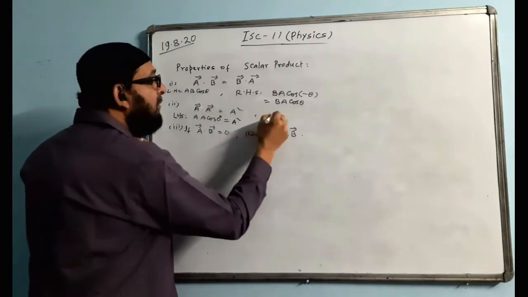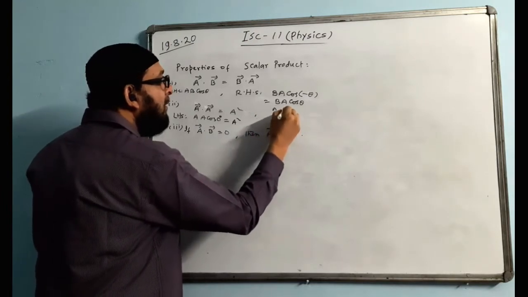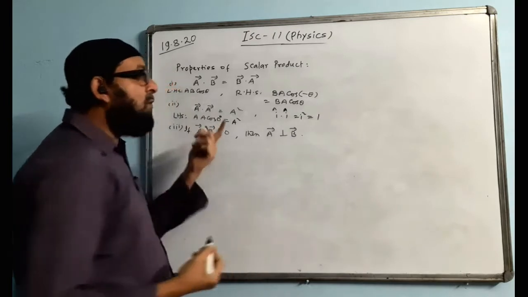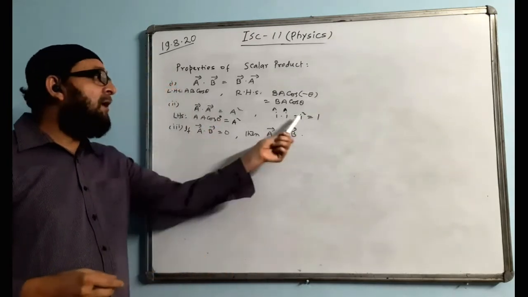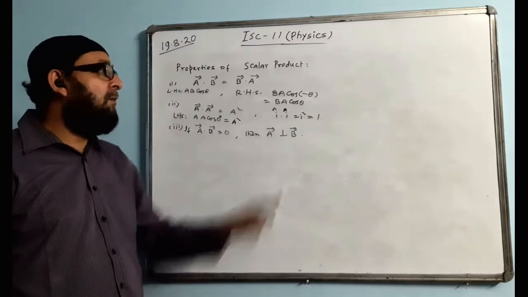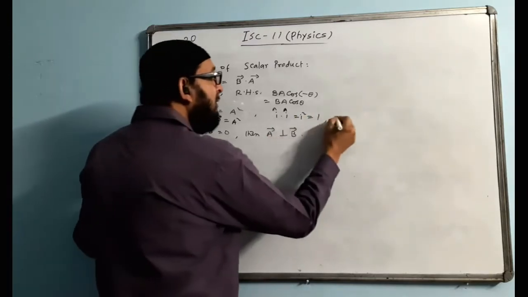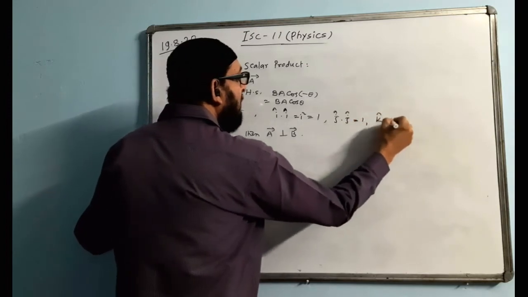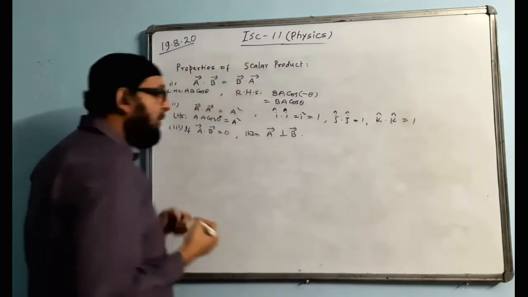Similarly, in context with the unit vector I, I dot I will be equal to I square, and I square value is 1. Because magnitude of I is 1. Numerical value of I is 1. So 1 square is coming 1. Similarly, J dot J will also be 1. K dot K will also be equal to 1.